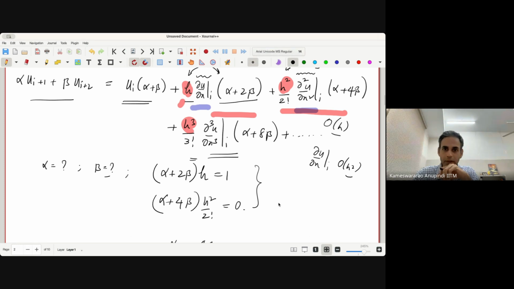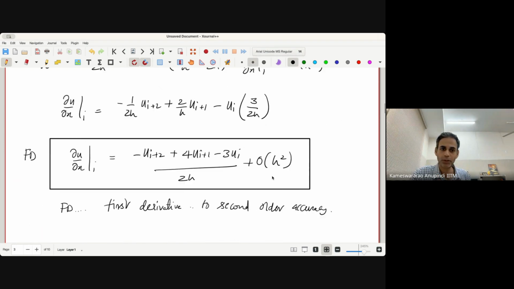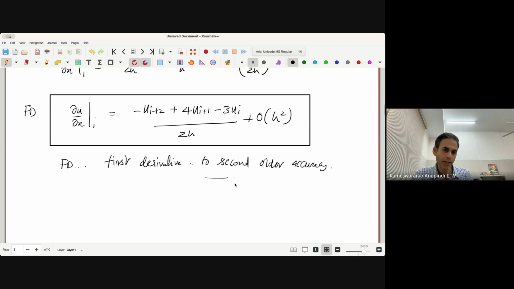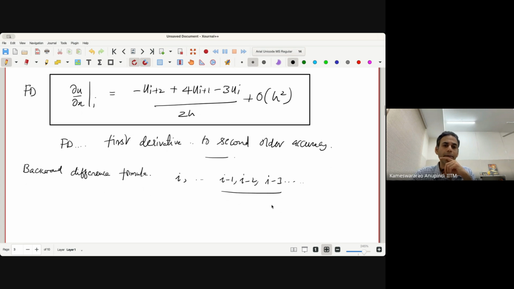Okay, fine, all right. So that is about calculating the first derivative forward difference formula. Let us see now. In a similar way, you can also calculate the backward difference formula. That means if you want to calculate a derivative at i, you can involve i minus 1, i minus 2, i minus 3, and so on, right? All these can be implemented.